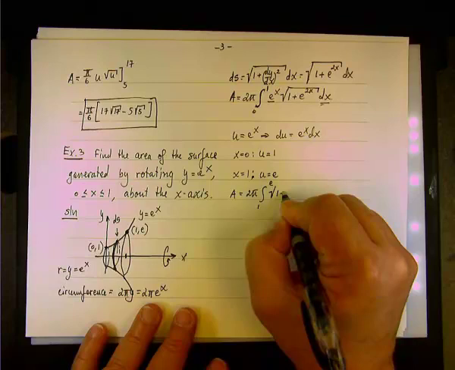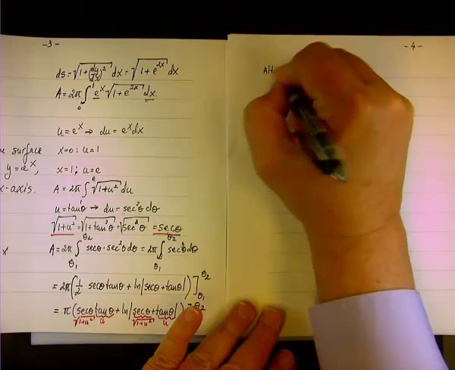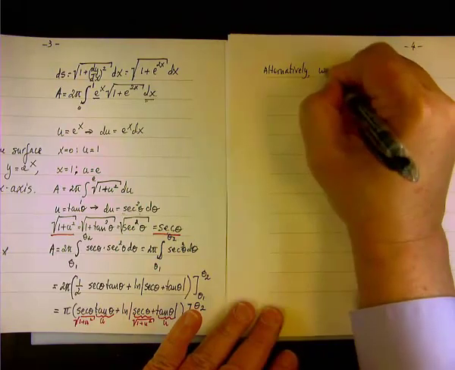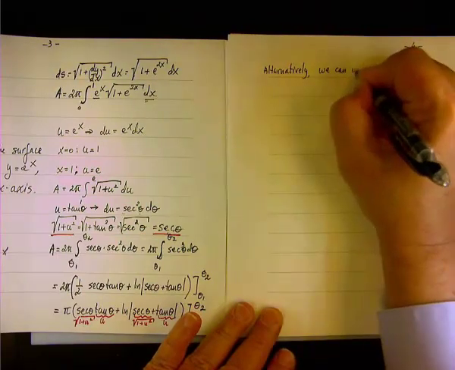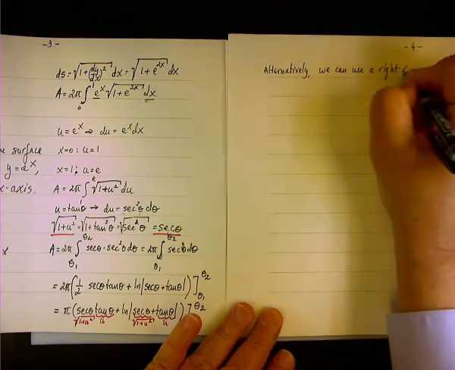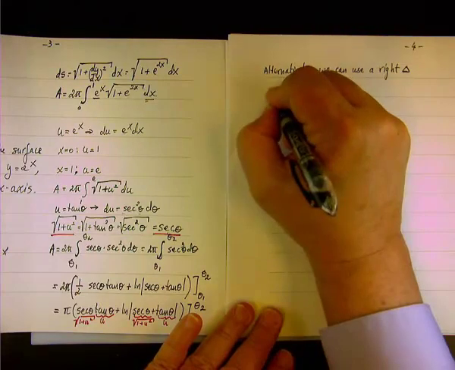By the way, what happens if you don't remember or you don't see it right away, or you have a little less convenient substitution? This is actually back substitution. What's always available to you is the right triangle. Alternatively, we can use a right triangle substitution.